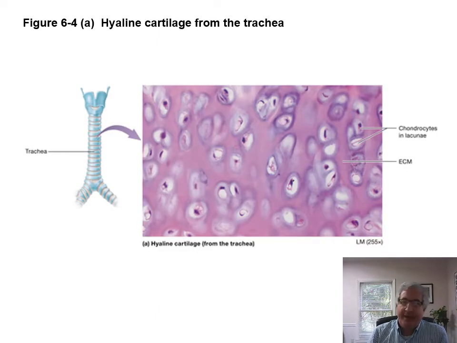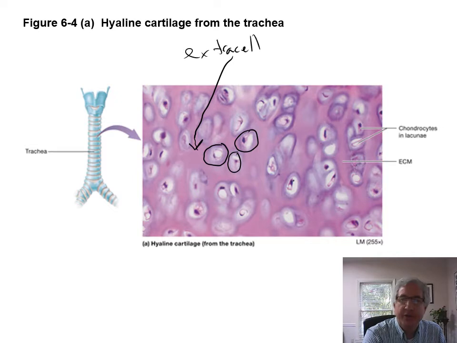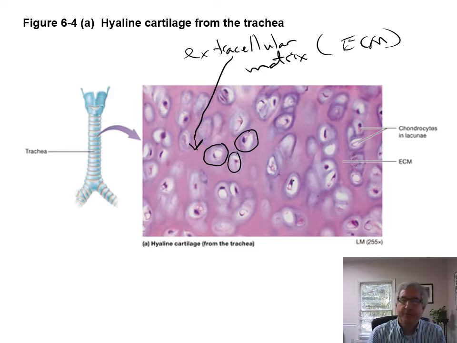Here's hyaline cartilage from the trachea. And you can see here's a lacuna with a cell inside it. Here's a lacuna with a cell inside it. Lacuna with a cell inside it. So you can start picking all these out all over the place. And then here's your extracellular matrix right there. Okay. So there's your ECM, your extracellular matrix. All right. So that's hyaline cartilage.